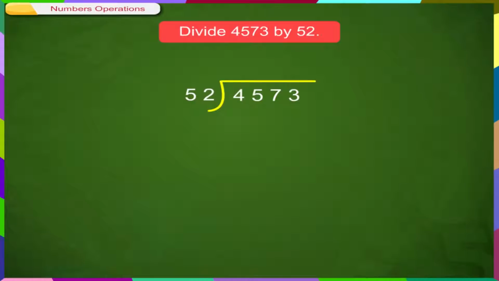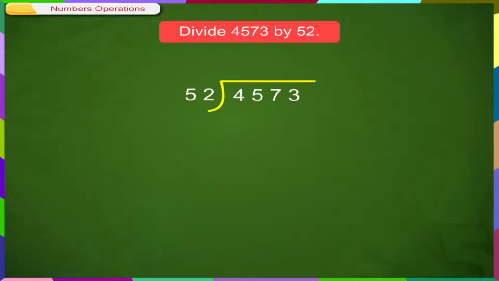Next, consider first digit of divisor, 5, and first digit of dividend, 4. Since 4 is less than 5, so consider 45. 5 goes into 45 9 times. So, 9 may be the leftmost digit of the quotient.